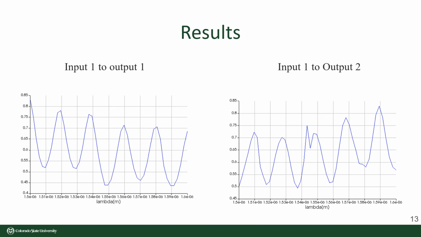Here we can see the transmission graph of the output port 1 and output port 2 on the left and the right respectively. From these two figures we can observe that the output port 1 and output port 2 are complementary to each other, so we can easily control the signal by choosing a proper resonant frequency and the refractive index of the material from the design.